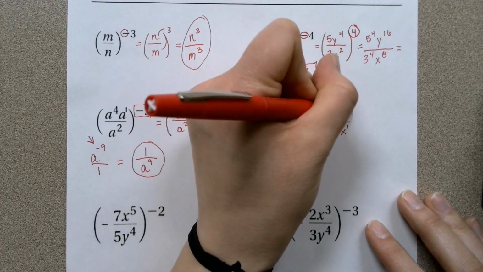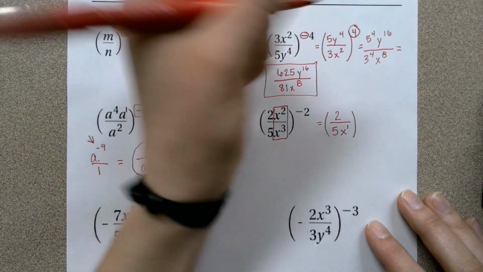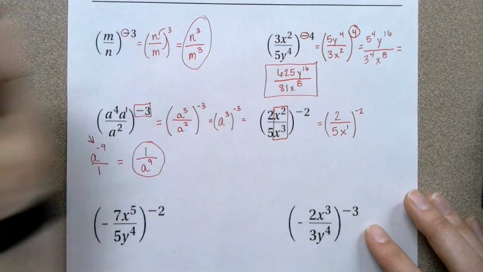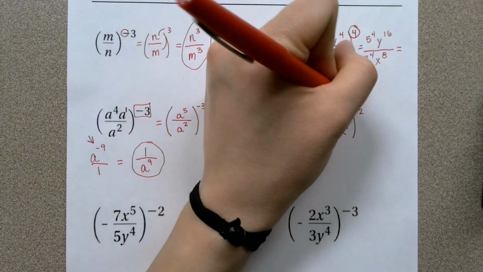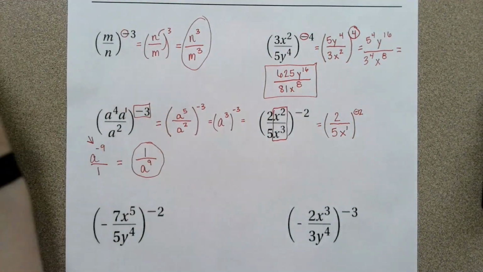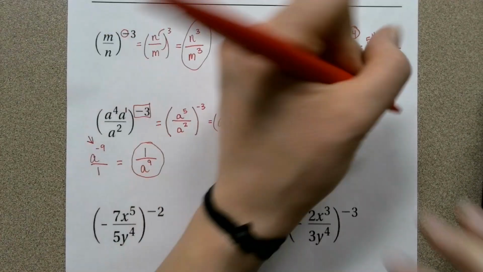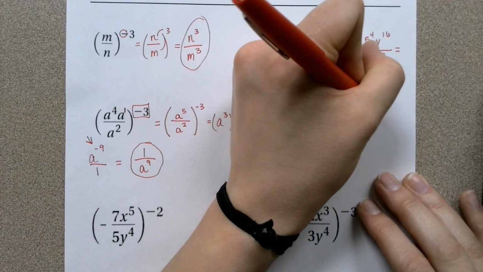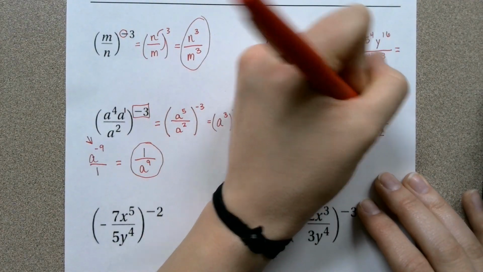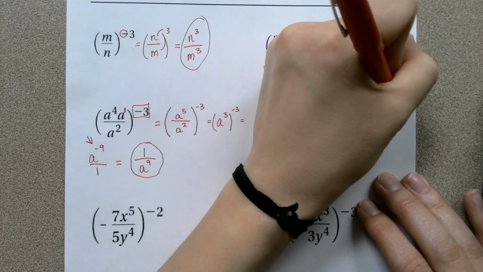Again, it's still in parentheses. Our exponent is still a negative 2. Now we're going to take care of this negative by moving everything across that fraction bar line, giving us 5x over 2 in parentheses squared.